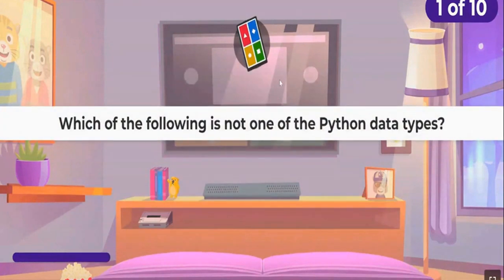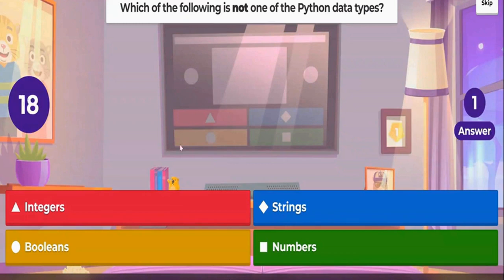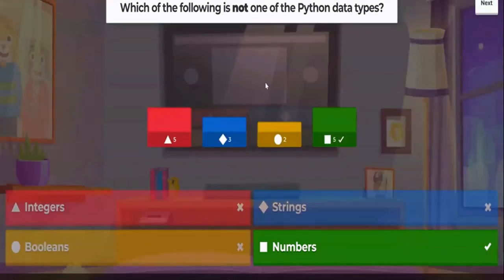Which of the following is not one of the Python data types? Integers, strings, booleans, numbers. Okay, so integers are actually a data type. I know that's a common issue, but numbers are classified into integers or floats, but they themselves are not a data type.